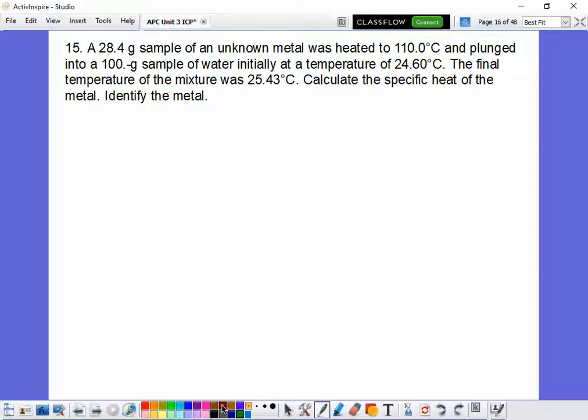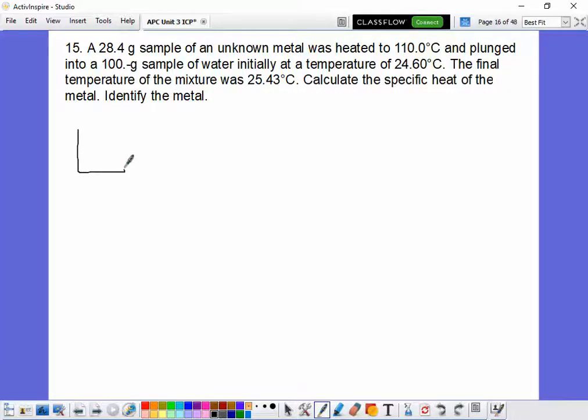Now let's talk about this one. So number 15, we have an unknown metal that has a mass of 28.4 grams. It was heated to 110 degrees Celsius. And then it was immediately plunged into 100 grams of water. The water was initially at a temperature of 24.60 degrees Celsius. The final temperature of that mixture, the metal piece and the water together, rose to 25.43 degrees Celsius. And then we're going to calculate the specific heat of the metal. We're actually not going to identify it because we don't have a chart.